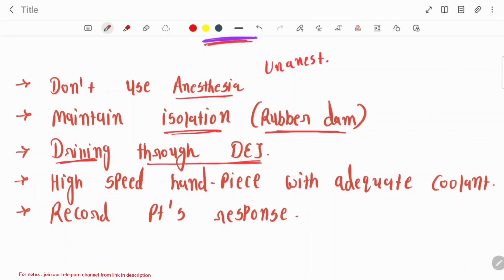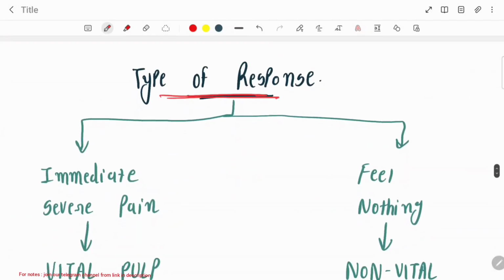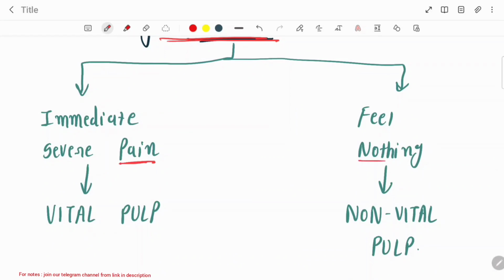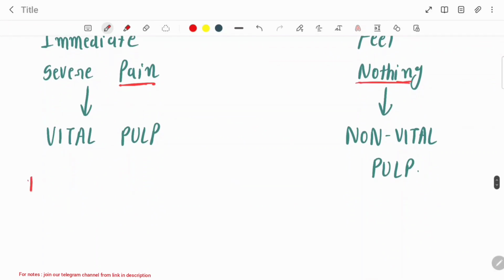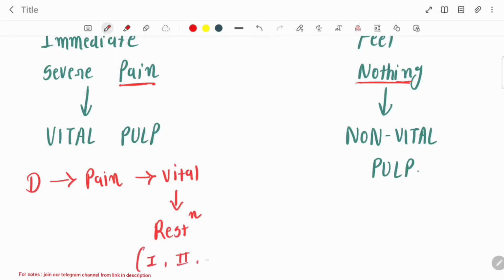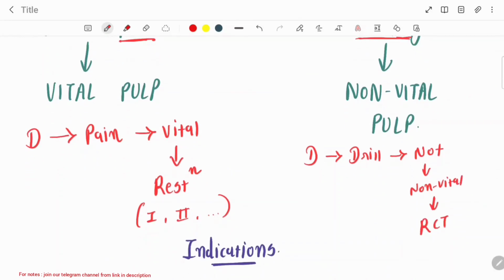Next, start drilling through the dentino enamel junction using a high-speed handpiece with adequate coolant. Then record the patient's response. With this, you will get two types of response. Either the patient will feel pain or it will be asymptomatic. If you reach the dentine structure of the tooth and the patient suddenly feels pain, it means the pulp is still vital. In this case, you have to choose a treatment plan for restoration such as class 1 or class 2, whatever is needed. After reaching the dentine, if you have drilled out some amount of dentine and the patient is still not feeling any kind of pain, the pulp is non-vital. Therefore, your treatment plan is root canal treatment.